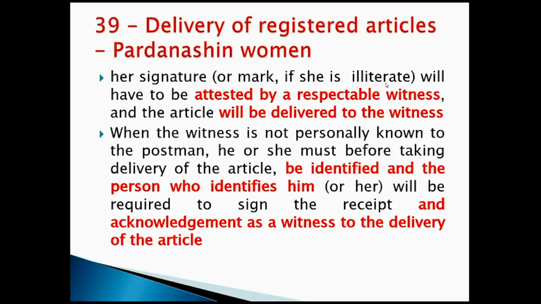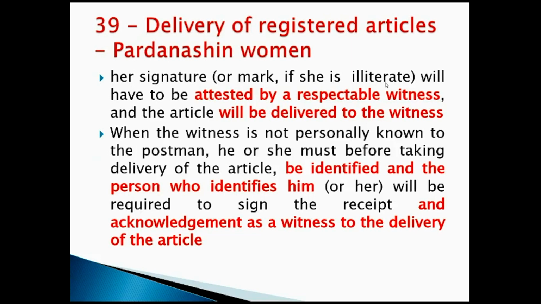When the witness is not personally known to the postman, then he or she must, before taking delivery of the articles, be identified, and the person who identifies him is required to sign the receipt and acknowledgement as a witness to the delivery of the articles. So very simple. If there is a respectable witness known to the postman, then he can put the witness. If the witness is personally not known to the postman, he will bring an identifier.